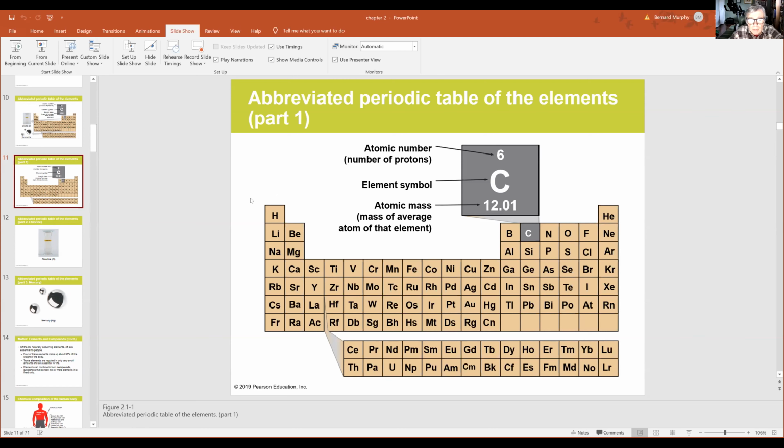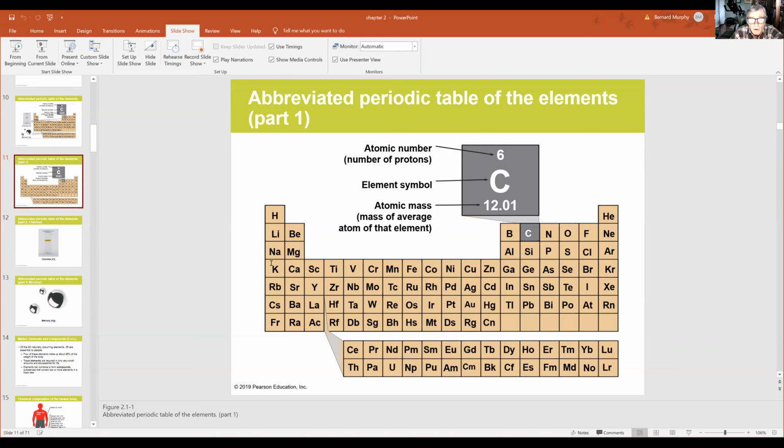All the atoms in these columns have something in common. They all have the same number of valence electrons. So all of these, hydrogen, lithium, sodium, potassium, they all have 1 valence electron. This column here has 2 valence electrons. This is 3, 4, 5, 6, 7, 8 valence electrons. That's why they're in those columns. And don't worry about these middle guys for the moment.